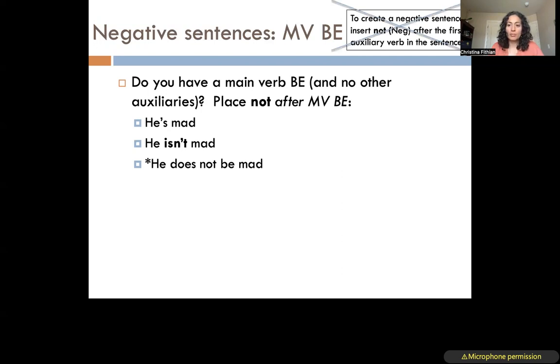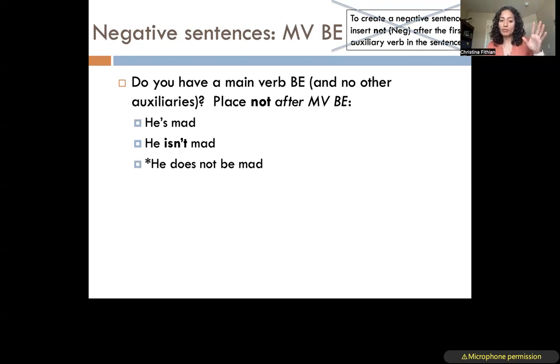Now let's look at main verb be. Remember that be is always kind of the exception to a lot of rules, and this is true when it comes to negative sentences. Now, the previous rule that we saw that I've had up here was to create a negative sentence, insert not after the first auxiliary verb in the sentence. Well, that rule does not apply to main verb be. Main verb be is different.